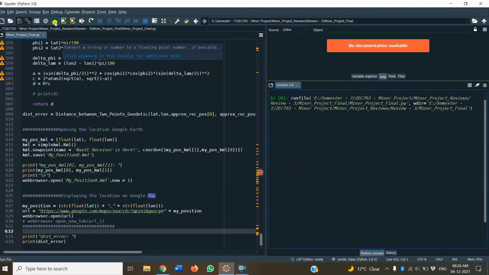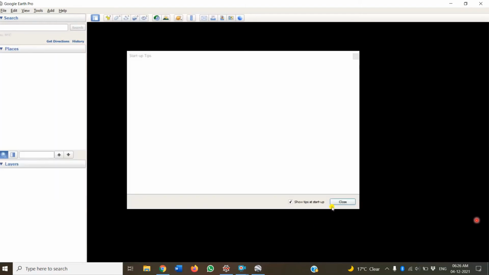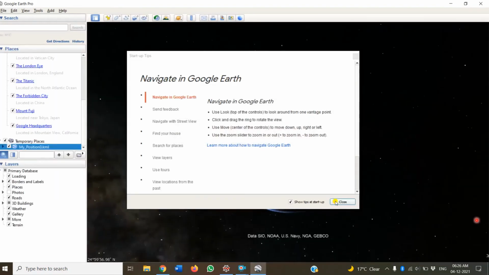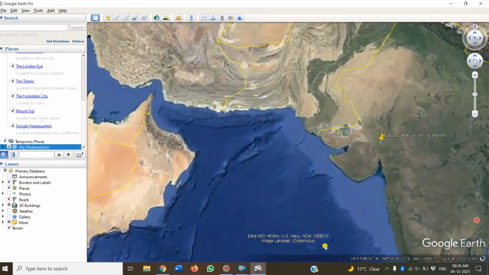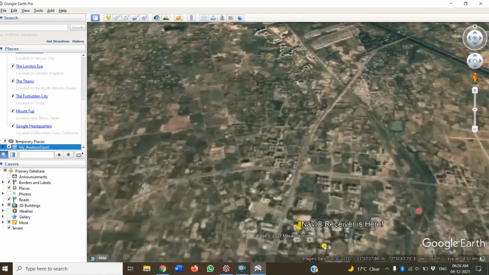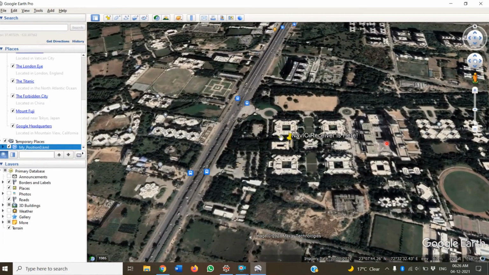So here the program is run and Google Earth platform would open via the medium of KML, that is Keyhole Markup Language file, which is used in geodetic and geographical file location marking. And here it shows the NavIC receiver. It shows that NavIC receiver is here.